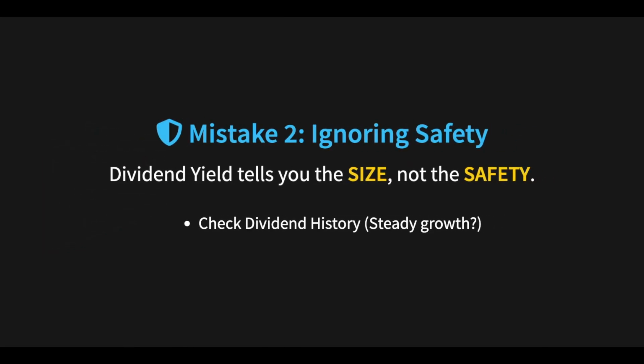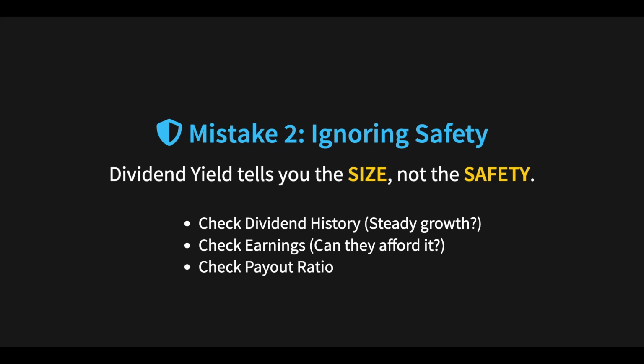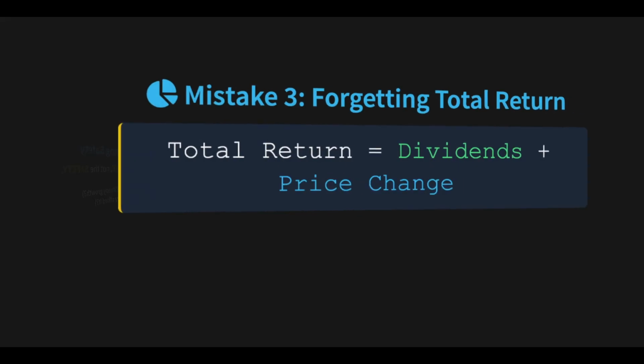Mistake number 2 is ignoring safety. Remember, yield tells you the size of the check, not the safety of the check. Always check the history. Have they paid it consistently? Check earnings. Do they actually have the money? And check the payout ratio.